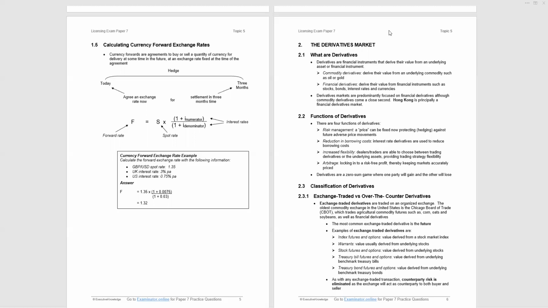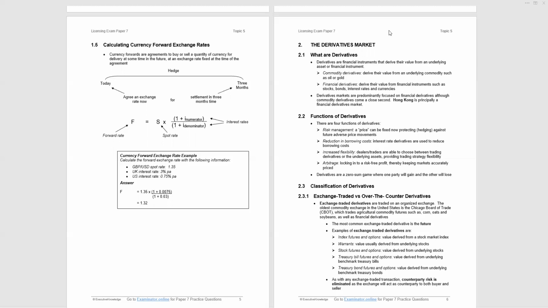Currency forward exchange rate example. Calculate the forward exchange rate with the following information. The British pound US dollar spot rate is 1.35. That is, you have 1.35 US dollars for a British pound. UK interest rate is 3%, US interest rate is 0.75%. So if the US dollar is on the numerator, then the interest rate of the numerator country is 0.75%, and the interest rate of the denominator country, the British pound on the denominator, is 3%.